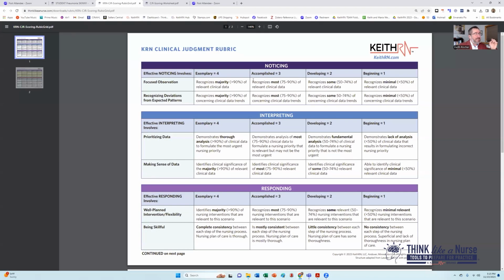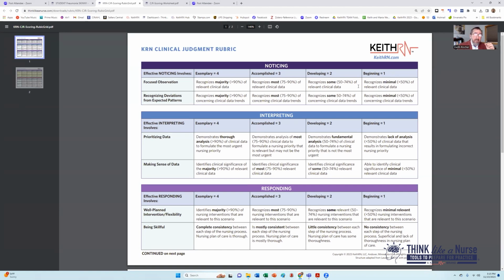What that looks like, because what I want you to see is that it's just like Tanner's framework. You have four levels of thinking. You've got exemplary, you've got accomplished, you've got developing, and you have beginning. And as I've explained in prior videos, I don't want to go too deep into what each of these aspects mean. What I want you to notice is that we have a percentage of just some approximations that the patient recognized minimal relevant clinical data under the noticing skill, for example.